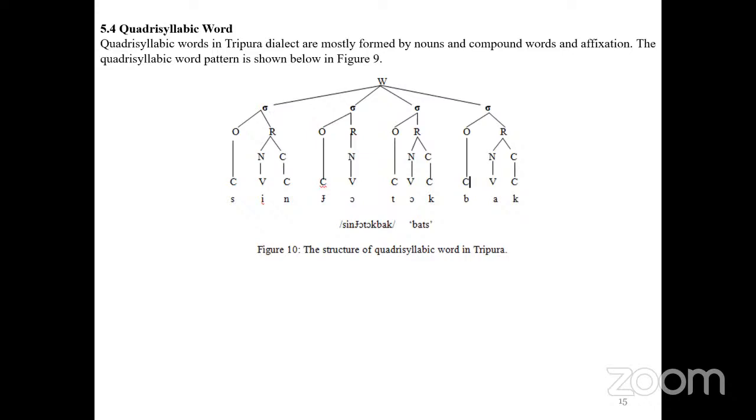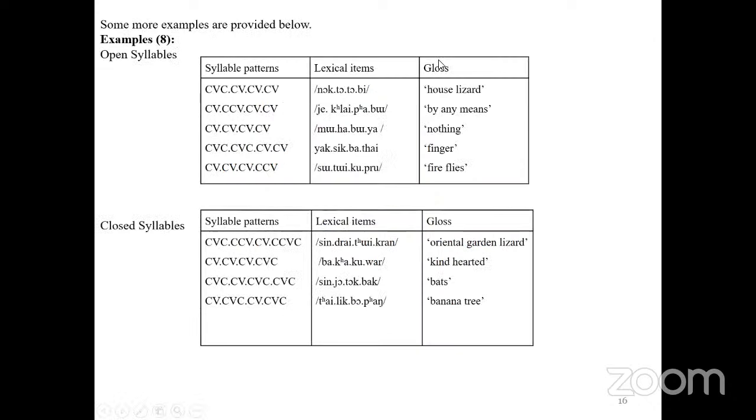Next slide. Here also I have given some more examples of this type of structure. Here, nok totobi, house lizard. And zeklai pabo means by any means. Muhabia means nothing. And in the closed syllables, sinrai teikran, oriental garden lizard. And again, I have given here some more examples. Sinjo tokbak, bats. Next slide.